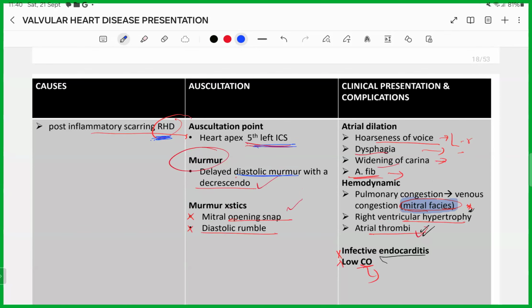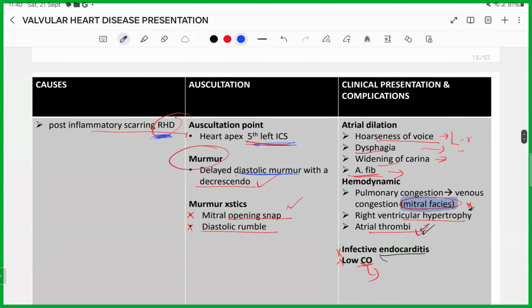So the presentation, as we said, is hoarseness of voice and dysphagia due to the relations of the ballooned or enlarged left atrium. And then you'll have widening of the carina because it's going to push up. The carina is the bifurcation of the trachea, so it's going to widen it, and you may see that on X-ray or on imaging. And atrial fibrillation, which is an important complication of mitral stenosis.